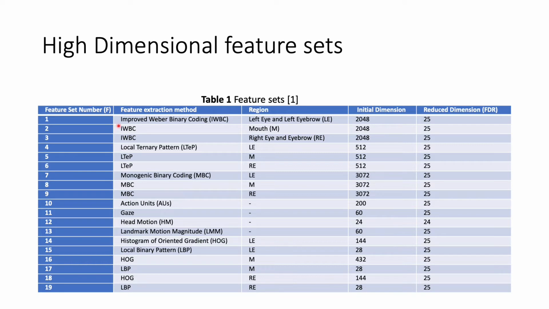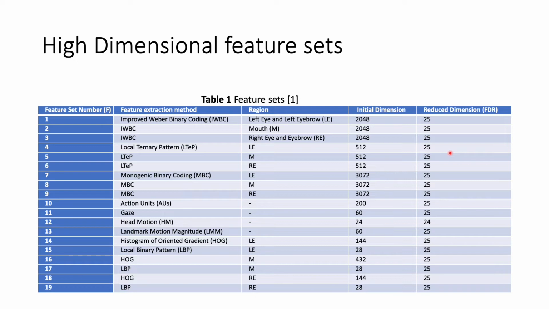So these are the different feature sets that we have considered in our work. These were proposed in our earlier work that was published in the Multimedia Tools and Applications journal. These are the 19 feature sets, which are extracted using different methods like LBP, HOG, IWBC, and action units. Some of these features were extracted from different regions of the face, like the left eye, mouth, or right eye. And this is the dimensionality, and we can see that the features are actually high dimensional, and if we tend to combine these features then it will further result in high dimensionality.